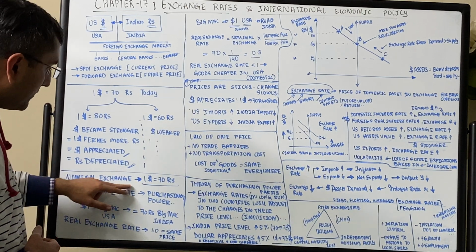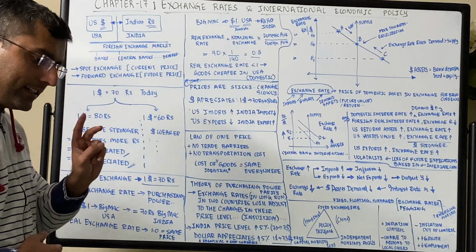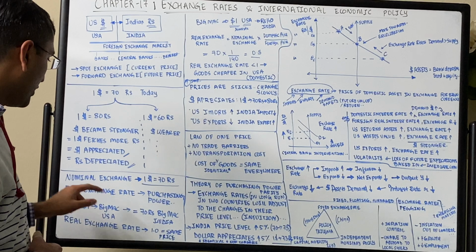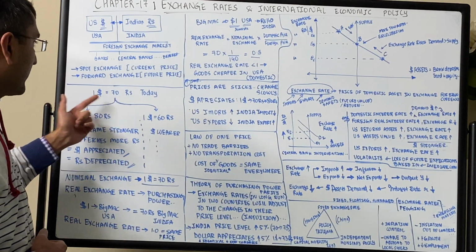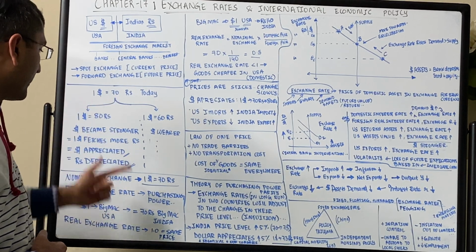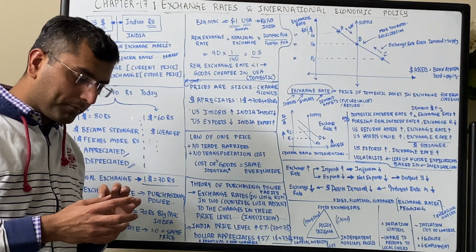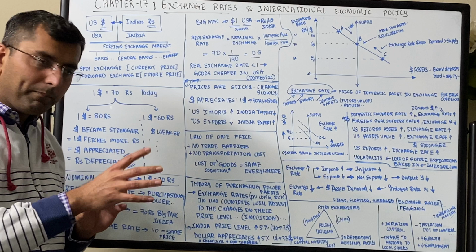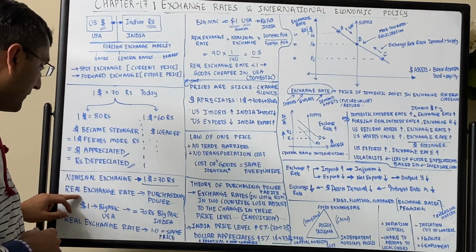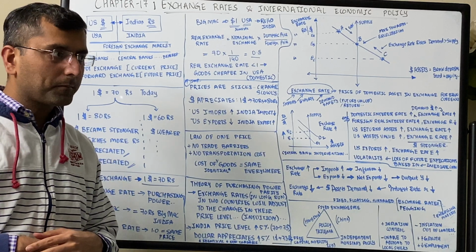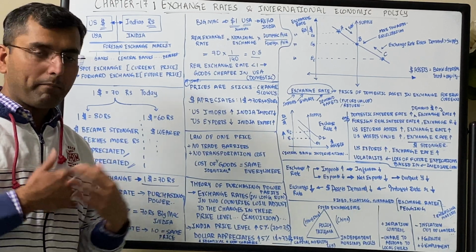So now let's look at the distinction between the nominal exchange rate and the real exchange rate. The nominal exchange rate is whatever the current rate is, $1 equals 70 rupees. But now let's look at a new concept called purchasing power, which will help us understand the real exchange rate. So let's say today in the United States, for $1, you get a Big Mac burger.